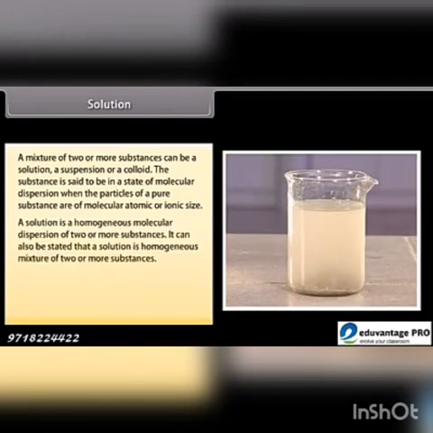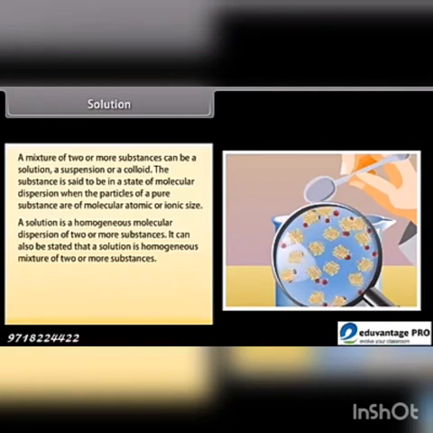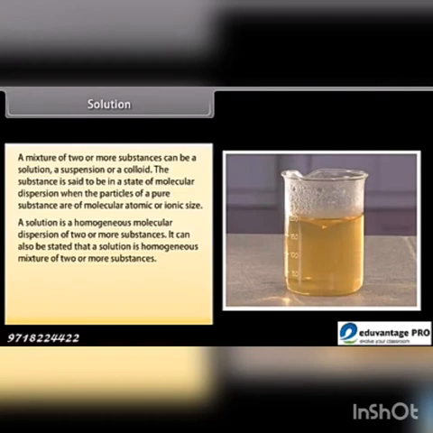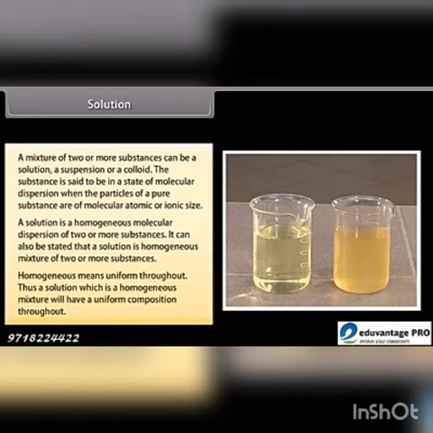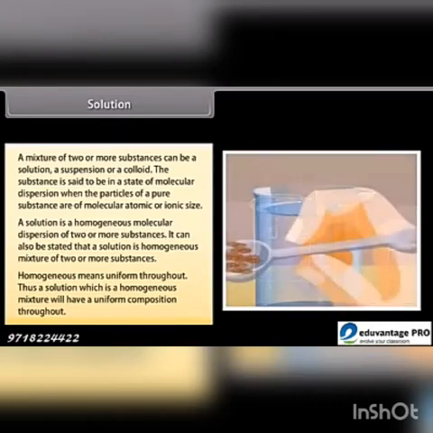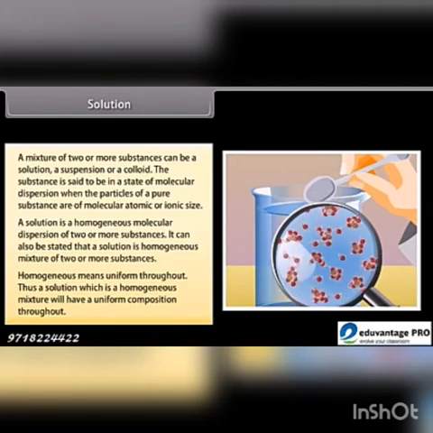A solution is a homogeneous molecular dispersion of 2 or more substances. It can also be stated that a solution is a homogeneous mixture of 2 or more substances. Homogeneous means uniform throughout. Thus, a solution which is a homogeneous mixture will have a uniform composition throughout.